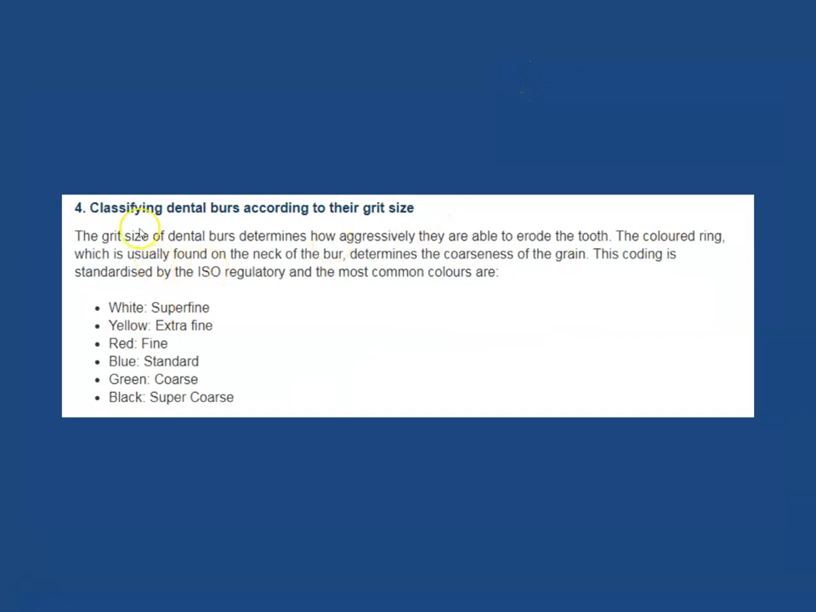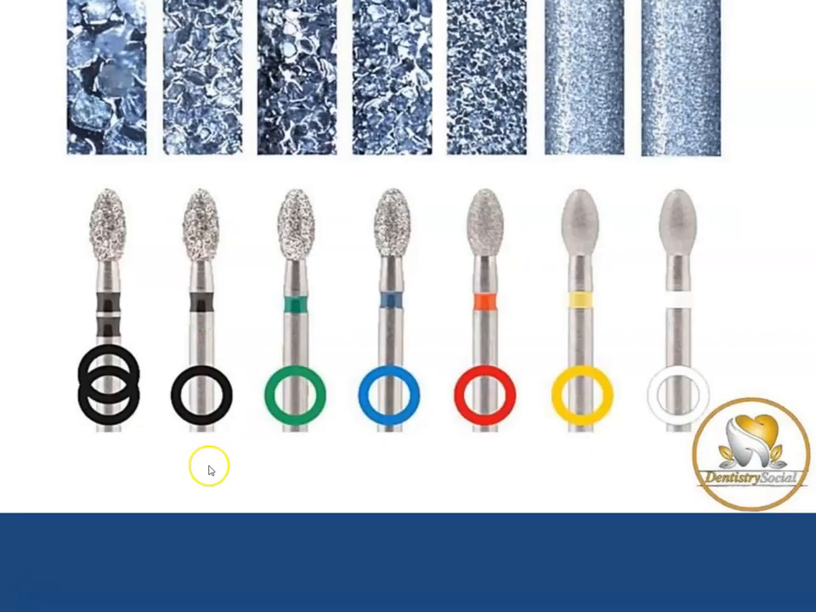Then the next would be the grit size. So the grit size classification, and by the way, all these classifications are called ISO regulatory. That's the way the classifications were made, and these grit sizes are color coordinated. Now to make it easier to understand, let's go look at a picture.